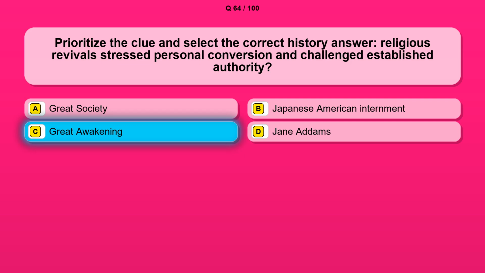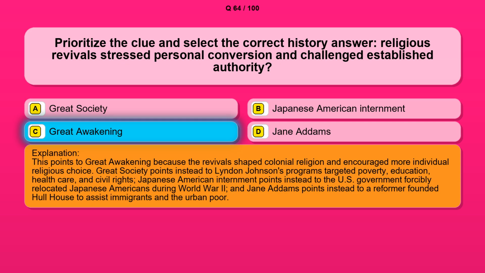The correct answer is option C, Great Awakening. This points to Great Awakening because the revivals shaped colonial religion and encouraged more individual religious choice. Great Society points instead to Lyndon Johnson's programs targeted poverty, education, healthcare, and civil rights. Japanese American internment points instead to the U.S. government forcibly relocated Japanese Americans during World War II, and Jane Addams points instead to a reformer founded Hull House to assist immigrants and the urban poor.